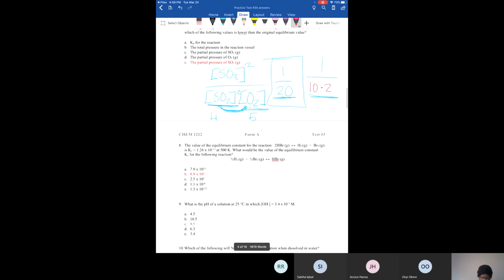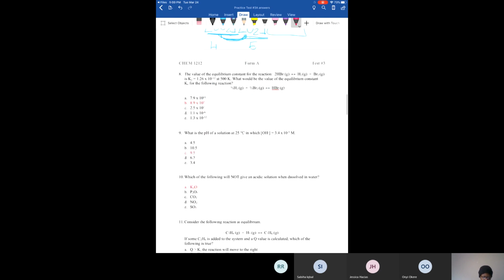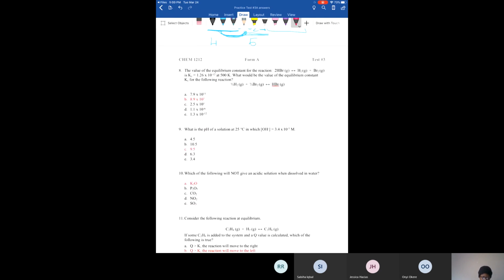Okay. So the value of the equilibrium constant for the reaction. So you got 2 HBr goes to H2 plus Br2, if the Kc equals 1.26 times 10 to the negative 12 at 50 K. What would be the value of the equilibrium constant, Kc, for the following reaction? Okay. Oh, for the following reaction. Sorry, I didn't look at it. Okay.